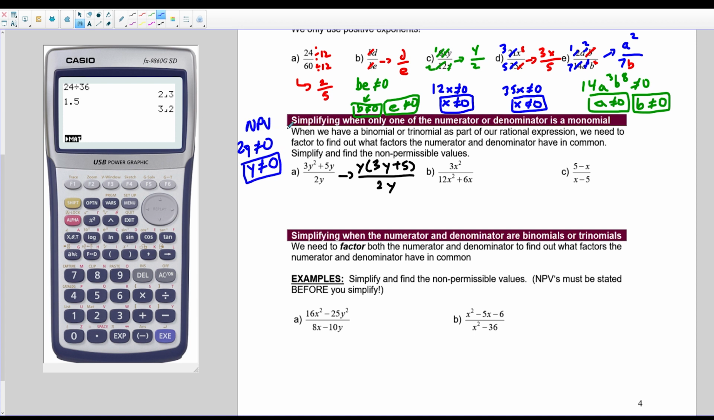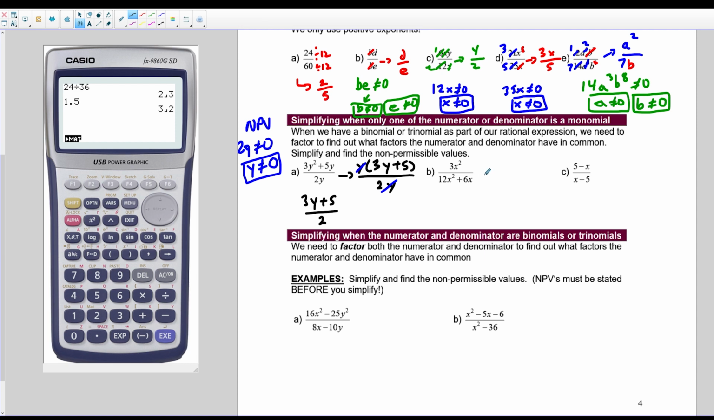And that's going to be our NPV. So from here, we can go ahead and get rid of our common factors. So I can get rid of a y on the top and a y on the bottom. And we are left with 3y plus 5 divided by 2 as our simplified form.